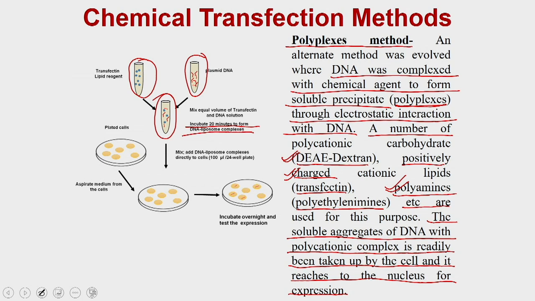Once this is formed, you add it onto the cells drop wise, and then you allow it to incubate with the cells overnight. You allow the cells to recover from the stress exerted by the transfection, and what you will see is that within 24 hours the DNA you put in these plasmids will reach the nucleus and show you the expression.